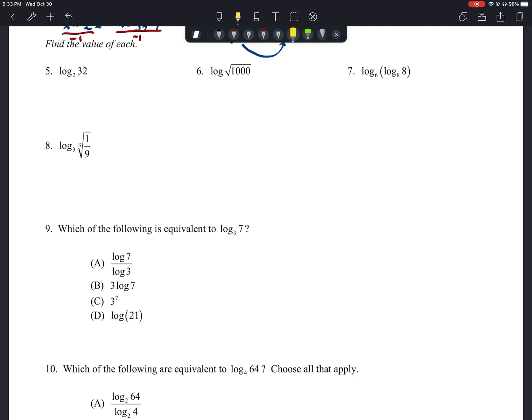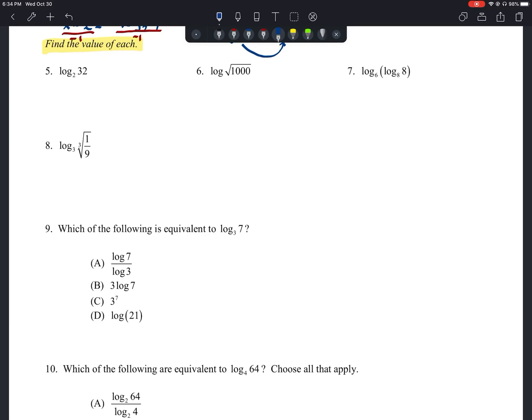Next problem from the Chapter 3B quiz review. We're going to look at several problems here. We'll go with 5, 6, 7, 8, and we'll see if we even have time for 9. So the directions state, find the value of each. So we are just evaluating these log expressions.